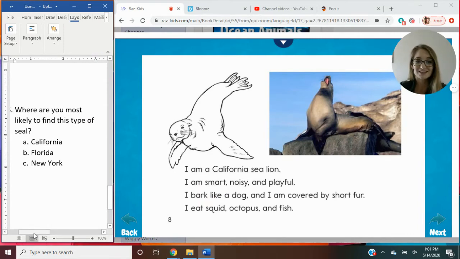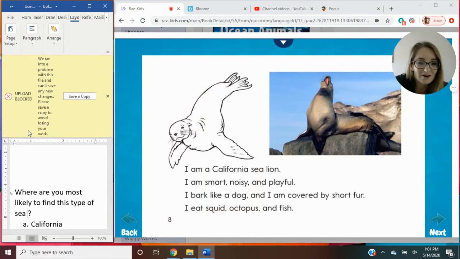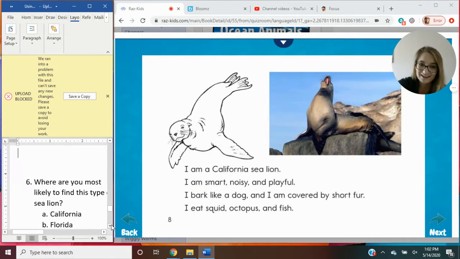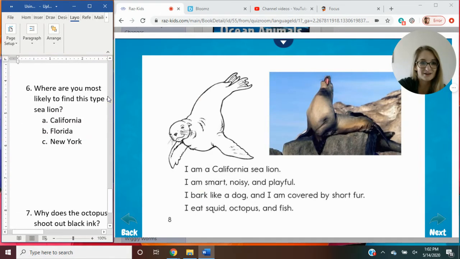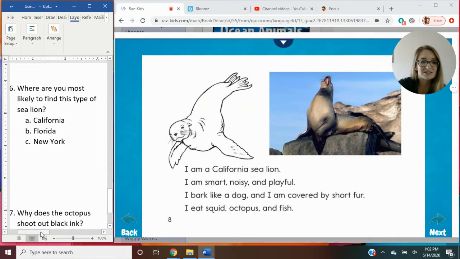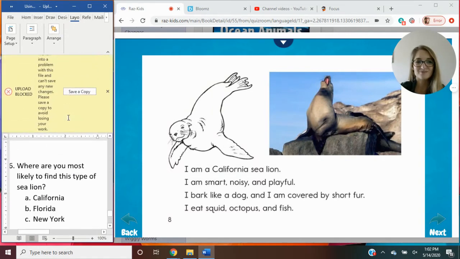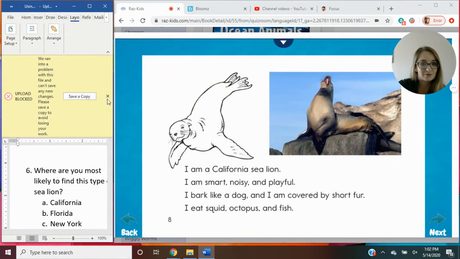Where are you most likely to find this type of seal? Oh, not a seal. That is a typo, Miss Connor. Where are you most likely to find this type of sea lion? Okay, we've got it fixed. Are you the most likely to find this sea lion in California, Florida? Oh my goodness.